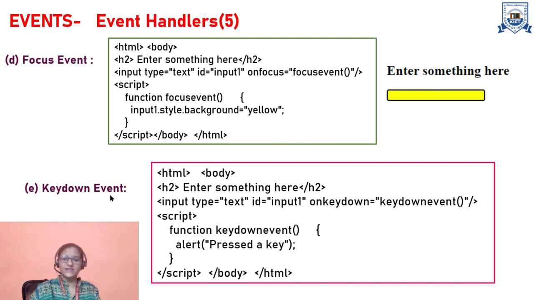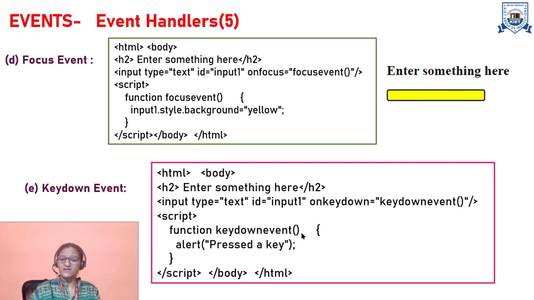Key down event. Key down means we have pressed any key. As soon as we press any key on that element, the event will be generated. Here the input type is text, and the ID is input1. On key down, as soon as we press any key in that text box, this function gets executed when the key down event occurs.